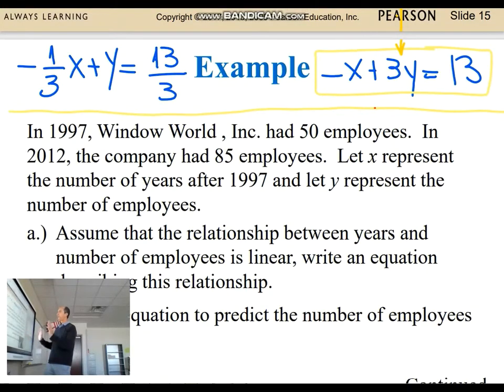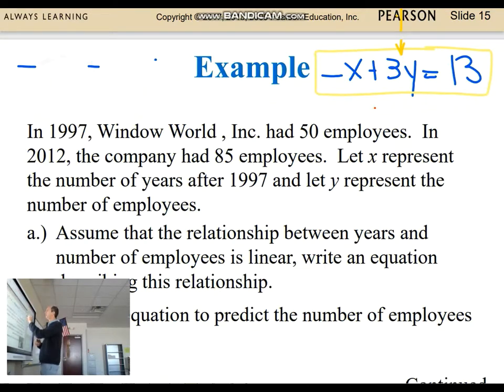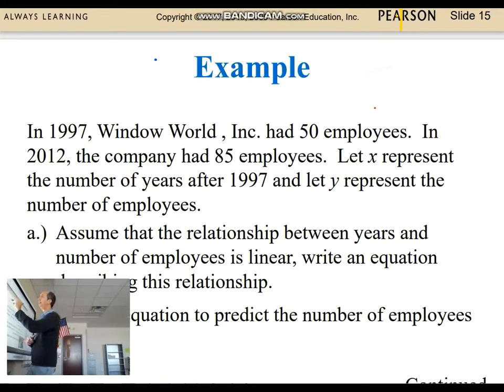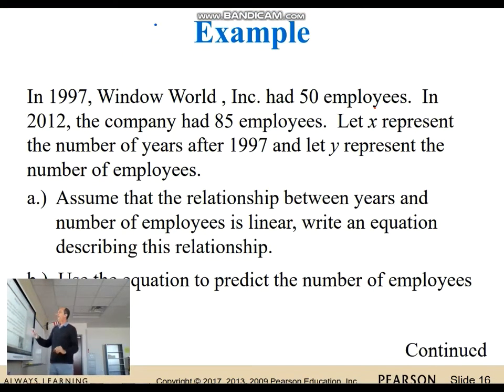Okay, let's move to the next example. Let me clean this up so we don't mix things. The example now is about a word problem, and let's read it.